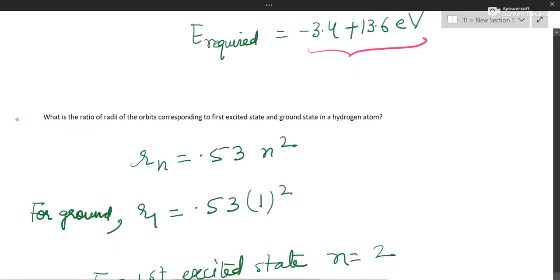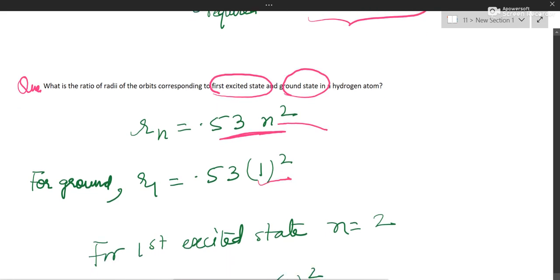This is the next question. What is the ratio of radii of orbits corresponding to first excited state? So n is 2 to ground state. What is the ratio of radii? है ना, रेडियस का ये हो गया फॉर्मूला इन एंगस्ट्रॉम. तो भाई फर्स्ट एक्साइटेड स्टेट के लिए n को 2 रख दो, ग्राउंड के लिए n को 1 रख दो एंड टेक द रेशियो.